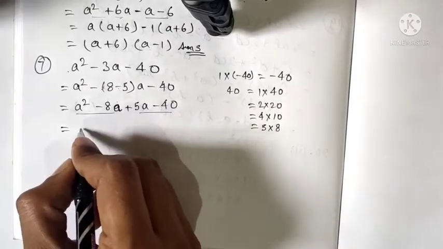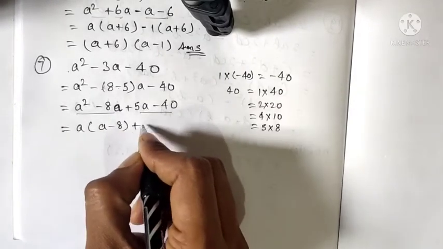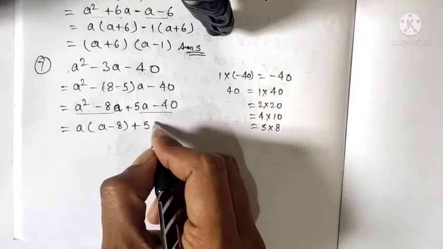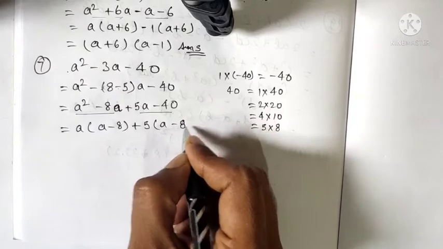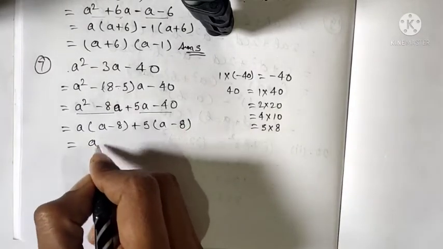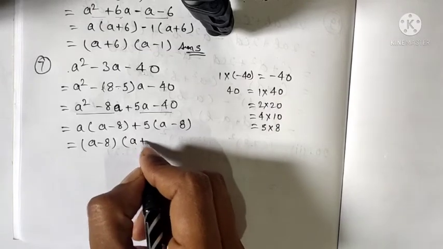Then it will be a minus 8 plus 5 a minus 8. Now take a minus 8 as common. Then your answer will be a minus 8 into a plus 5. Simple.